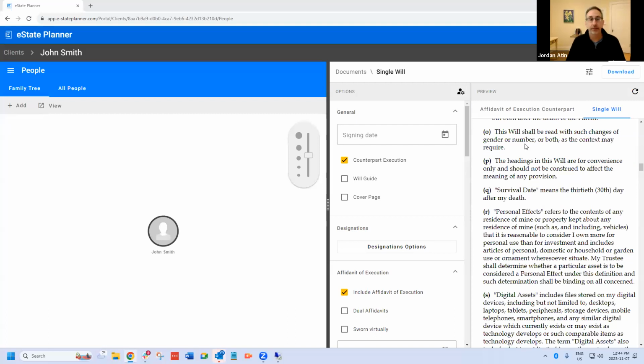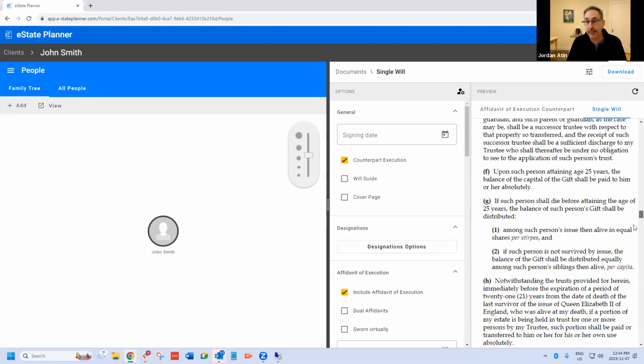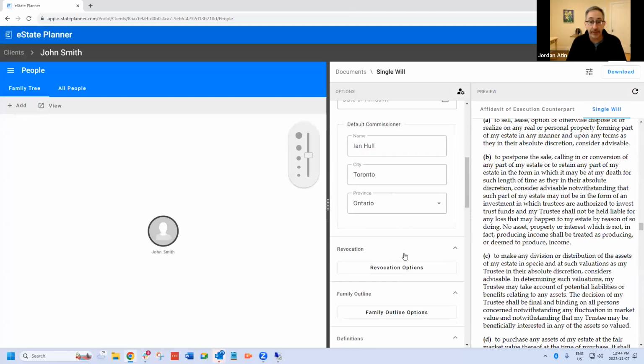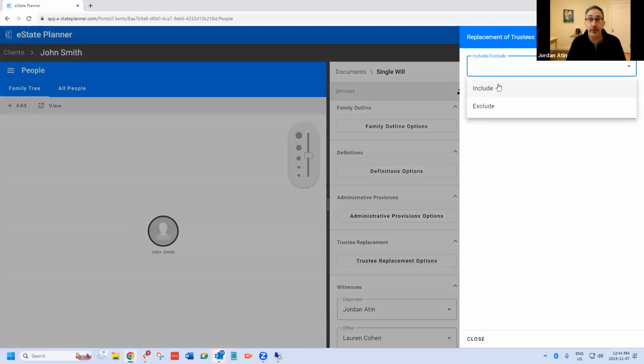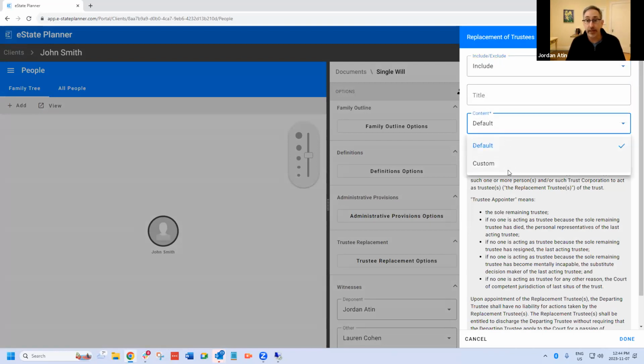Any other questions? When do you use the replacement of trustees clause? So whenever it sees, really it's by default, we include it. We can, of course, go down here to the trustee replacement clause and exclude it if we like. Right now we include it. Or you can create your own custom one. So that's up to you whether you want to include it, etc.